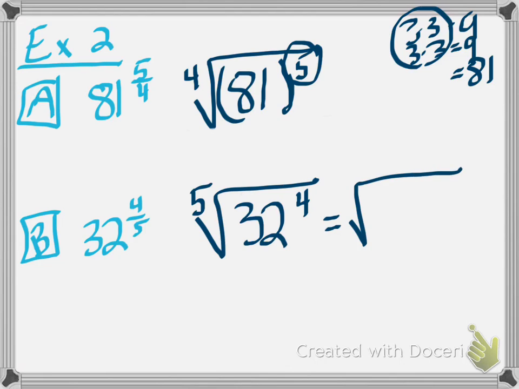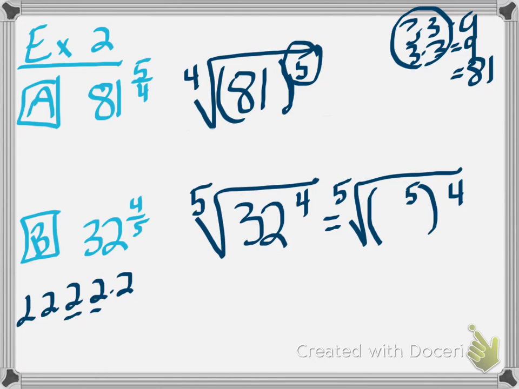And here's what I'm thinking. Let's change that 32 so that it's a number to the 5th power. And then we'd get these 5's to cancel out. So is there a number that multiplies by itself 5 times to make 32? It's even, so let's start with 2. 2 times 2 is 4, times 2 is 8, times 2 is 16, times 2 is 32. 1, 2, 3, 4, 5. That's 5 2's. So 32 is just 2 to the 5th.